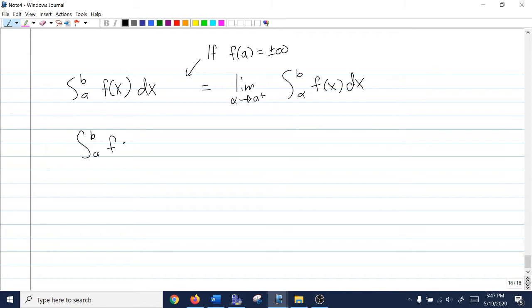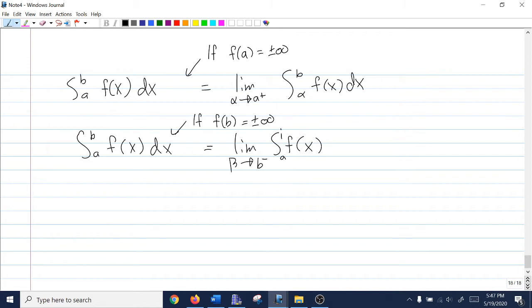If you're undefined at b, if f at b goes crazy, this is defined to be the limit as we let beta go to b, this time from the left. The limit from one side is weird. You haven't used that since Cal 1 probably, but when you imagine the picture, it's clear why.